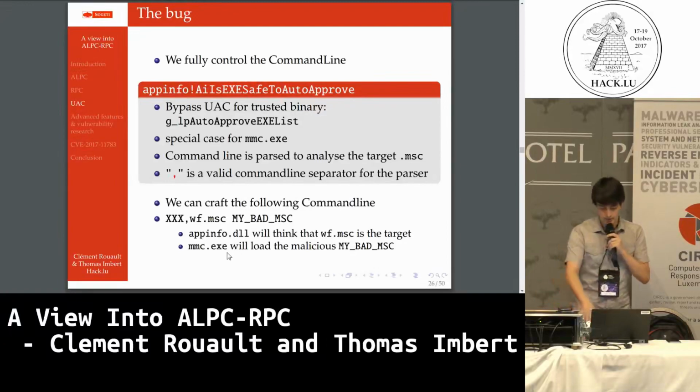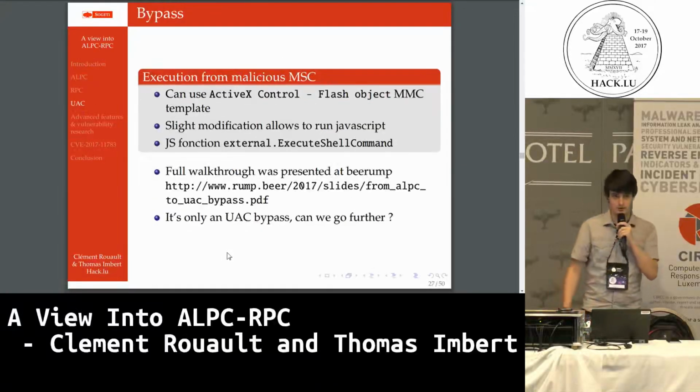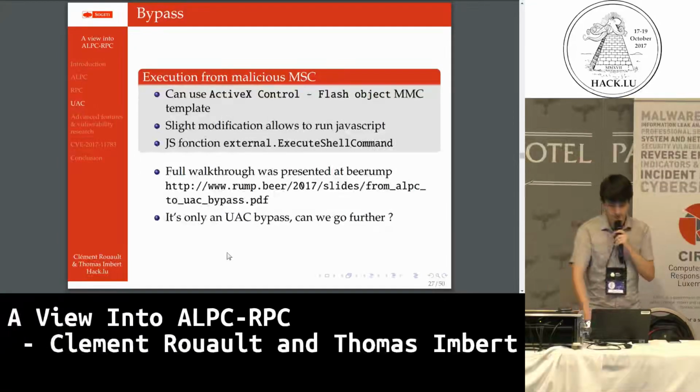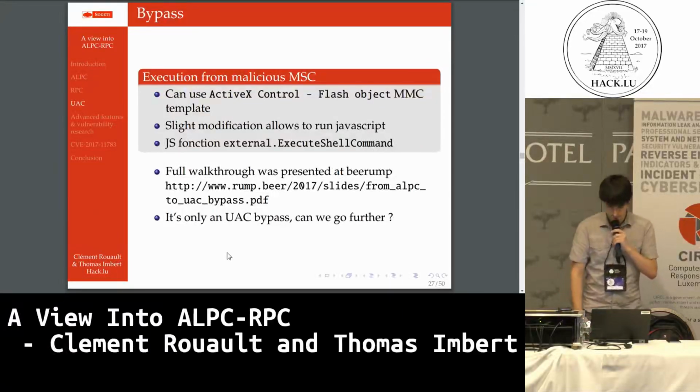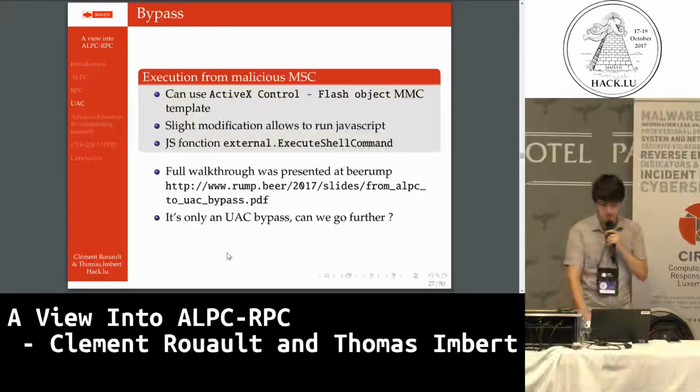But we can control the MSC file, and with the MSC file we were able to have admin code execution using an ActiveX control Flash object and calling an external method called ExecuteShellCommand. The full steps to perform this UAC bypass are described in the following talk. Go check it out if you are interested.